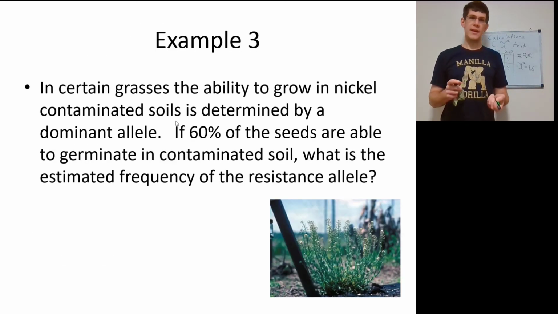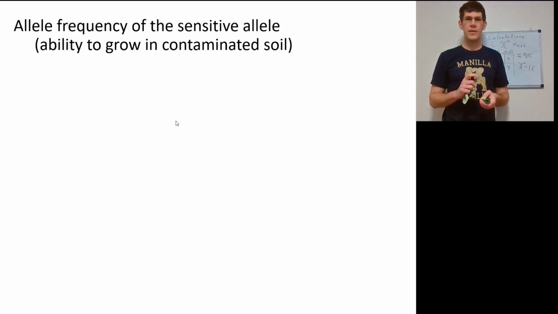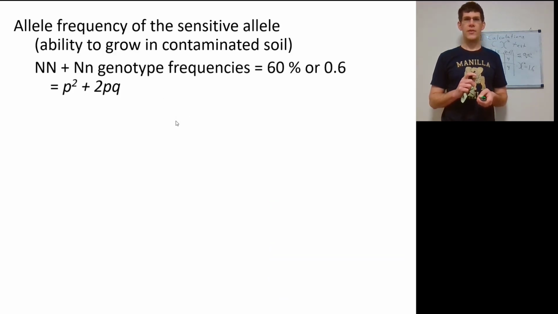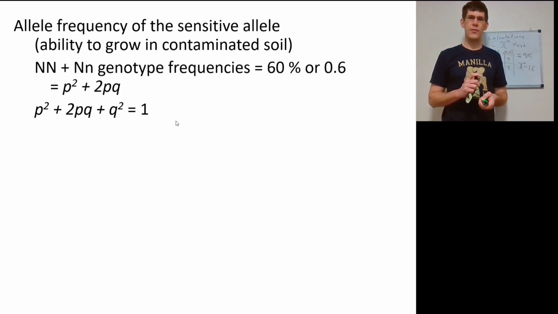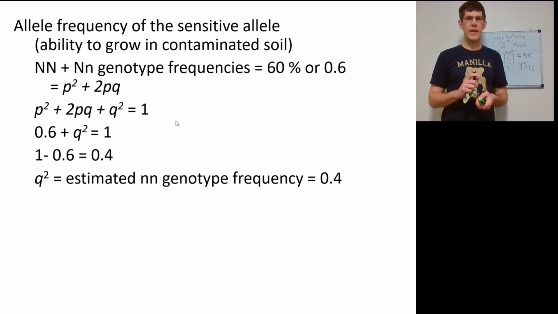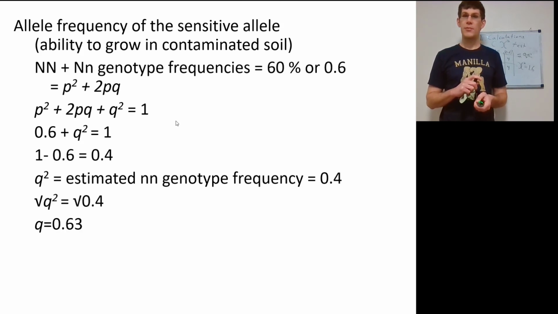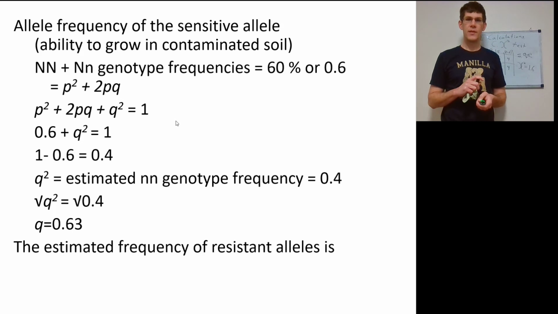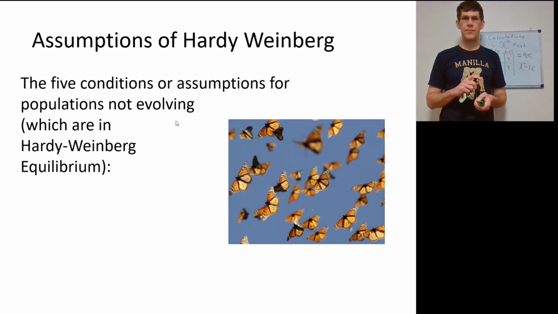Certain grasses, the ability to grow in nickel-contaminated soils is determined by dominant alleles. 60% of seeds are able to germinate. Okay, good. What's the frequency of the resistance allele? So that's not recessive, that's resistance. So they can grow. Let's see. So there's your genotype. You're looking, though, for your q squared, remember. Q squared is your nn, your lowercase n's, 0.4. And that's going to be actually a pretty high frequency of that q allele. And your frequency of your resistance alleles is p.